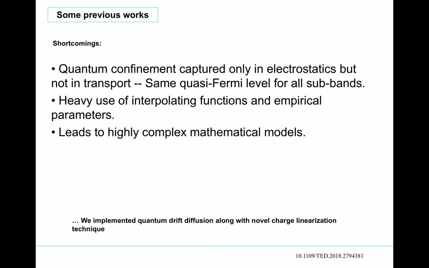Let's discuss the shortcomings of some previous works, which are marked as shortcomings. Quantum confinement was earlier captured only in electrostatics but not in transport. This was a big mistake in previous works. It actually incorporated the same quasi-Fermi level for all subbands, which is actually not true, as we have described in the previous slide, due to strong transverse confinement in our case.